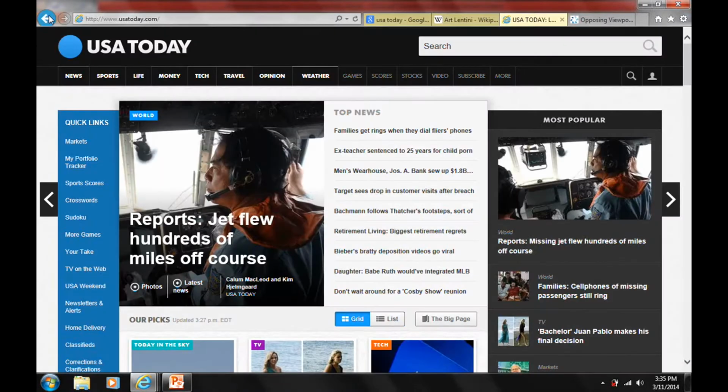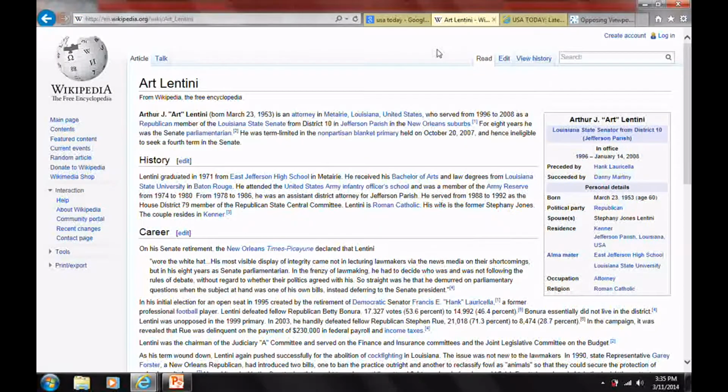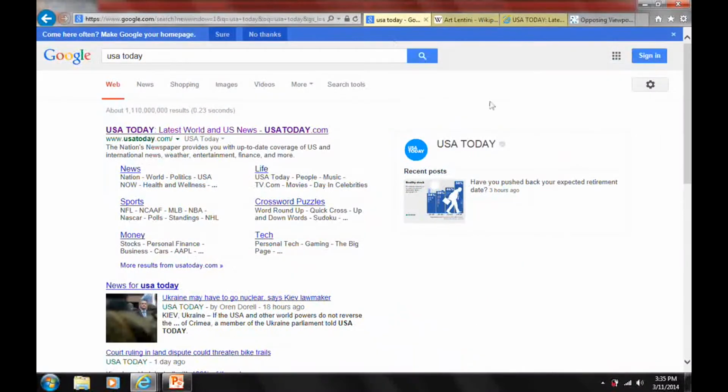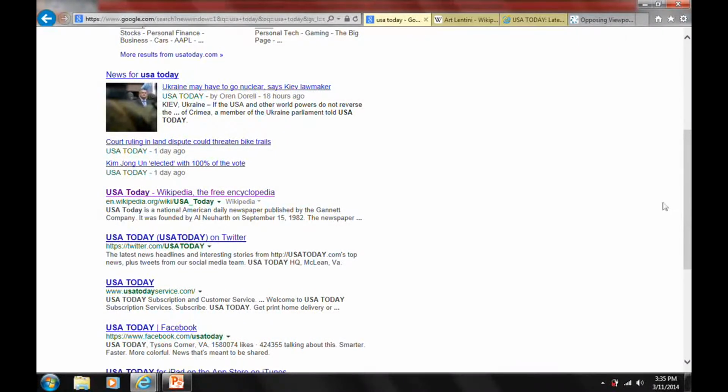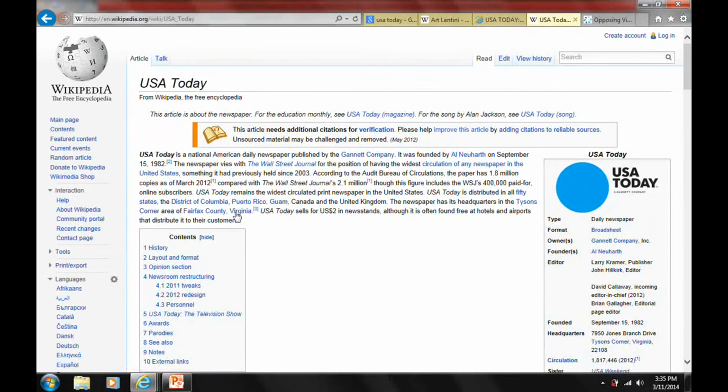However, just like with our author, it's probably better to go ahead and look at what another source has to say. And so, once again, Wikipedia is a good source for background information. So what does Wikipedia have to say about USA Today? Well, it says it's a national American daily newspaper, founded in 1982, that has one of the world's widest circulations of any newspaper.